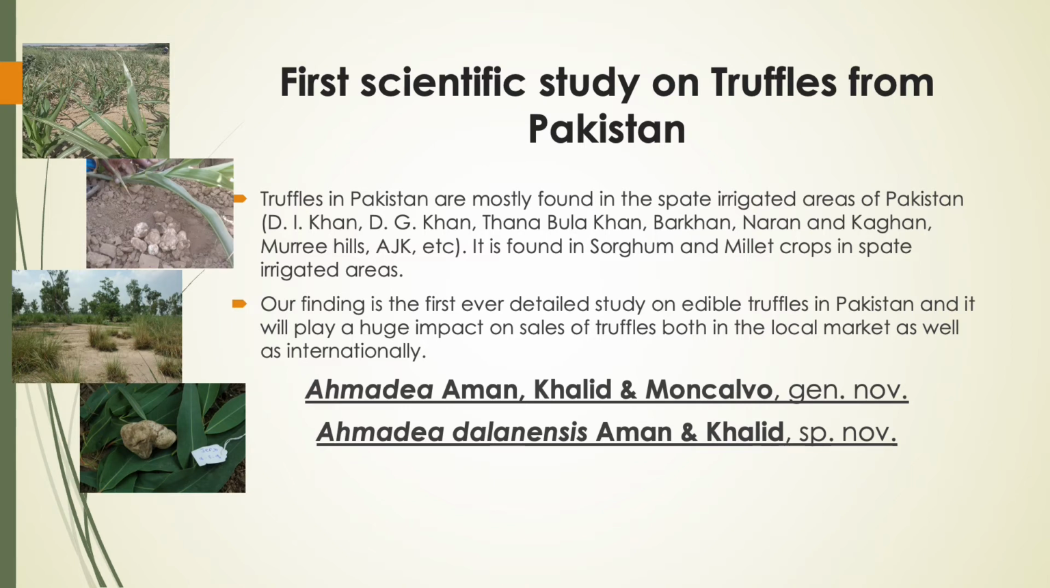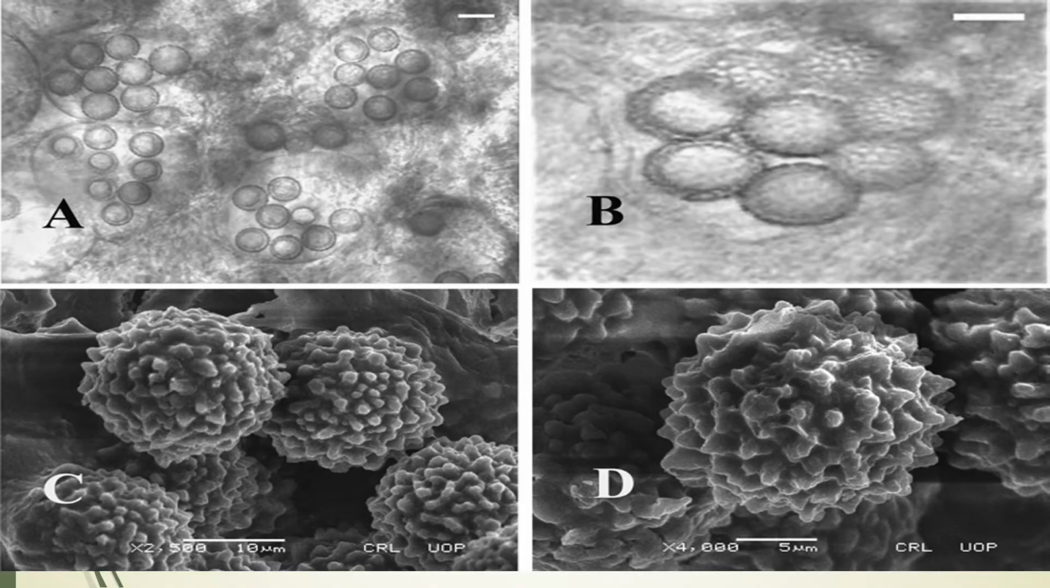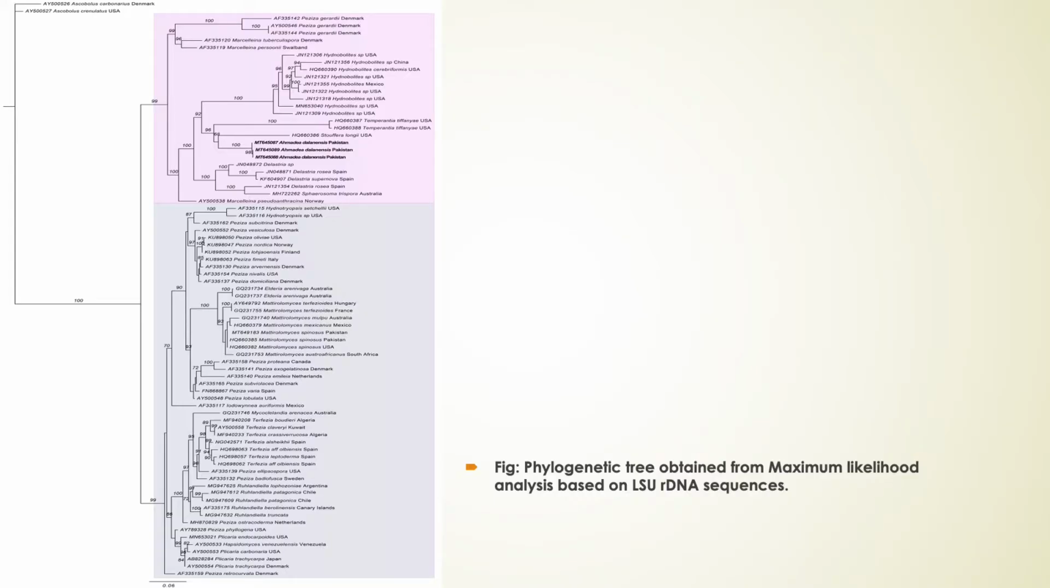Truffles are found mostly in sparse irrigated areas of Pakistan, and surprisingly, these are found forming a mysterious relationship with sorghum and millet crops. We collected truffles from agricultural crops of sorghum in an arid region as well as near Acacia in a semi-arid region. We proposed a new genus of truffles, Ahmadiyya, in the family Pisciaceae, with a single species, Ahmadiyya dalanensis. Our studies were based on morphological and anatomical features, as well as phylogenetic analysis based on the LSU region.